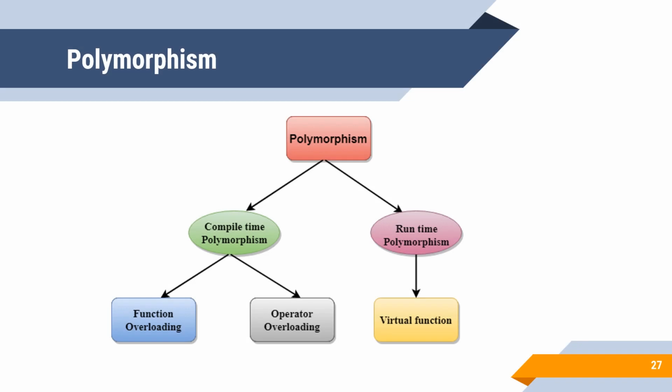Polymorphism has two types. One is compile time polymorphism, another one is runtime polymorphism. In compile time polymorphism, we discuss two types of overloading. One is function overloading and another one is operator overloading. In runtime polymorphism, we discuss the virtual function.